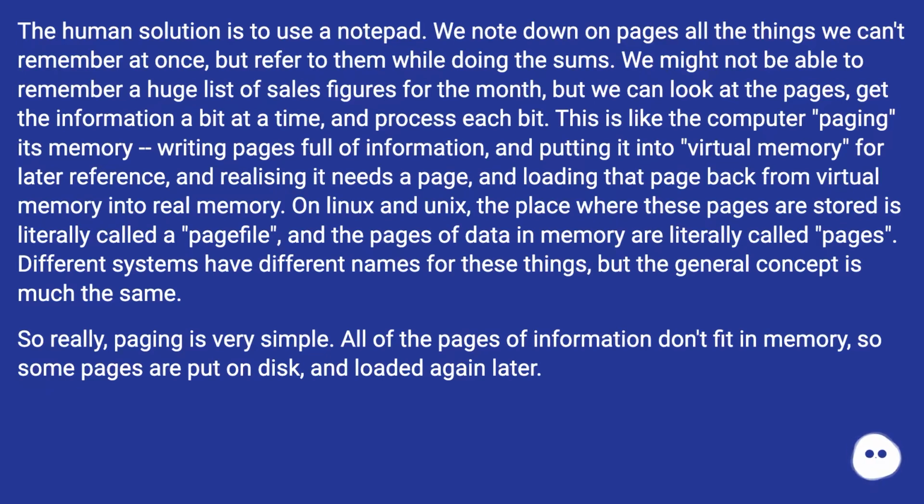This is like the computer paging its memory, writing pages full of information and putting it into virtual memory for later reference, and realizing it needs a page, and loading that page back from virtual memory into real memory. On Linux and Unix, the place where these pages are stored is literally called a page file, and the pages of data in memory are literally called pages. Different systems have different names for these things, but the general concept is much the same. So really, paging is very simple. All of the pages of information don't fit in memory, so some pages are put on disk and loaded again later.